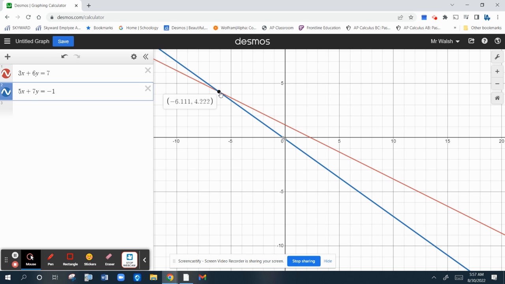-6.1 repeating and 4.2 repeating. So that's x and y. That verified my results, and I am done. So there's a nice elimination example for you.